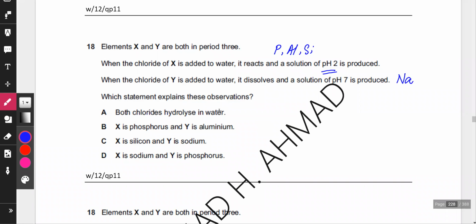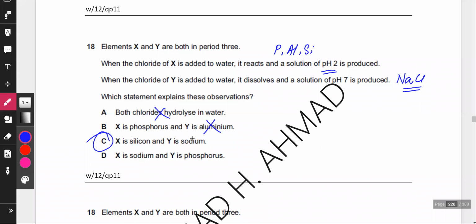The observation is both chlorides hydrolyze in water. They don't. NaCl does not hydrolyze in water. It only dissolves. So the first statement is incorrect. The second one is, okay, X is phosphorus and Y is aluminium. That's also wrong. I mean, Y is definitely sodium. So X is silicon. C is going to be correct.